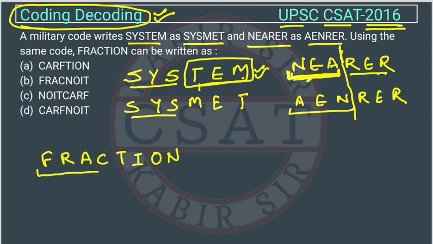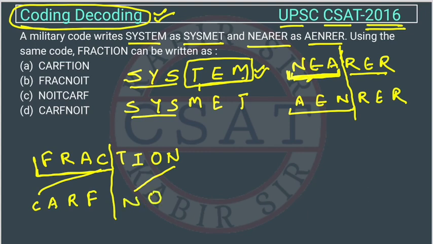So how many letters are there? First, second, third, 4, 5, 6, 7, 8. So half will be 4, right? So this is the half, and we will reverse it. So how will we write it? C will come this side, then A, then R, and then F, right? And similarly N will come this side, so this will become N, then O, then I, and then T, right? So this will be the answer.